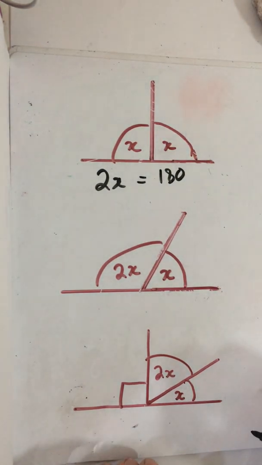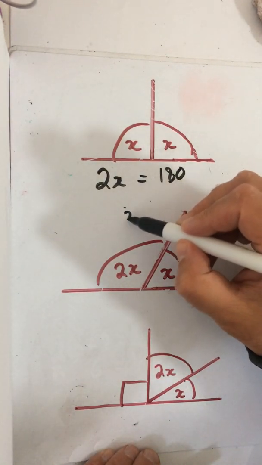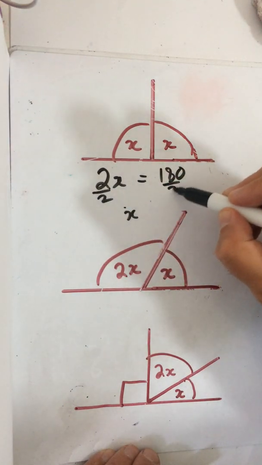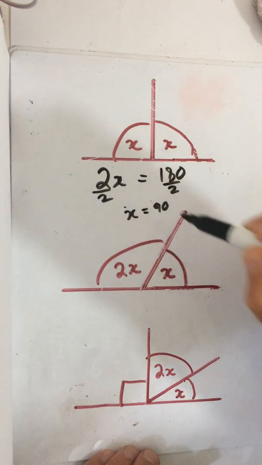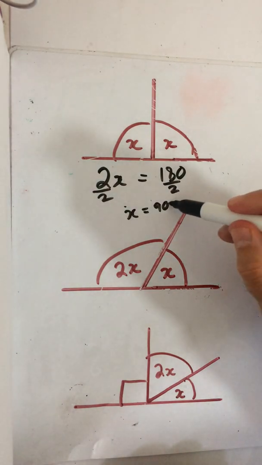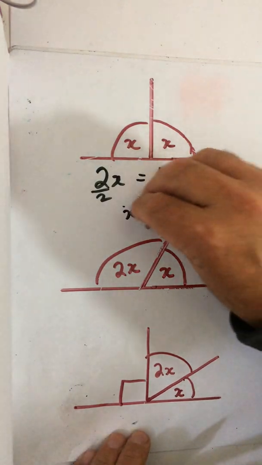Then to solve that equation, we just want to be left with x, don't we? So we're going to divide that by 2, we divide that by 2. x equals 90. We can see that x equals 90 degrees. So we'll look at the next question.